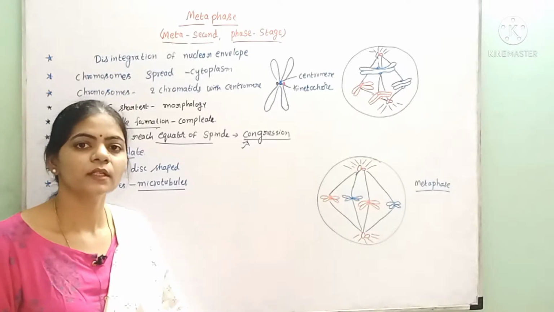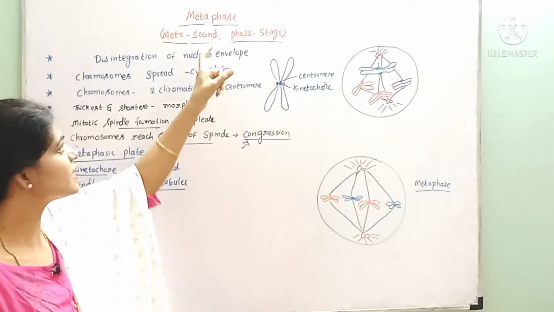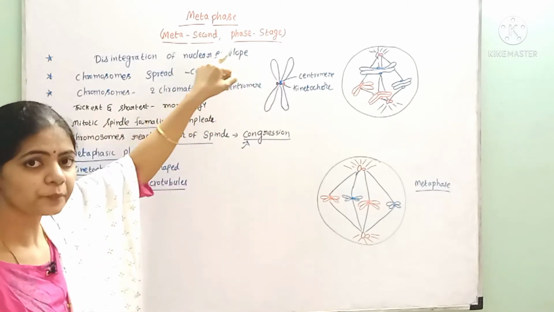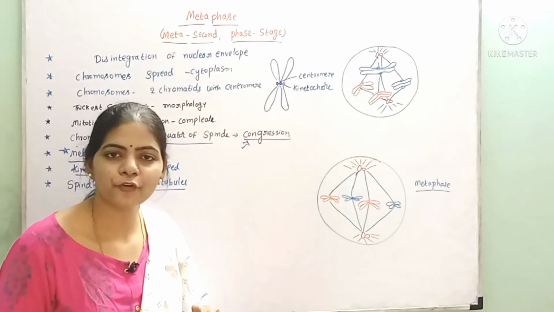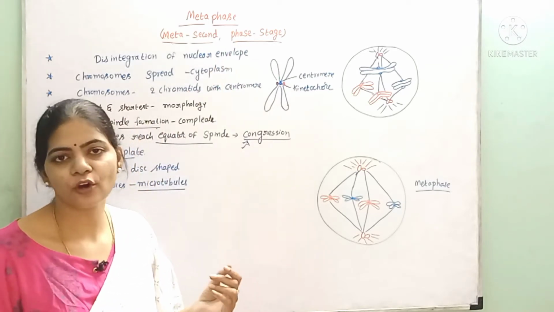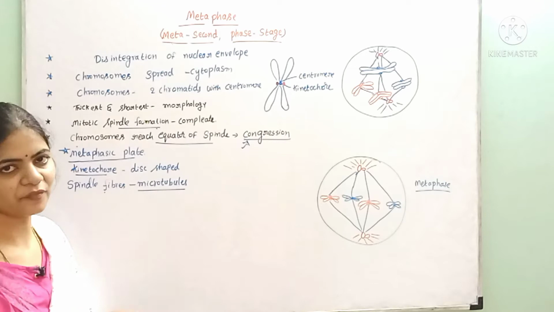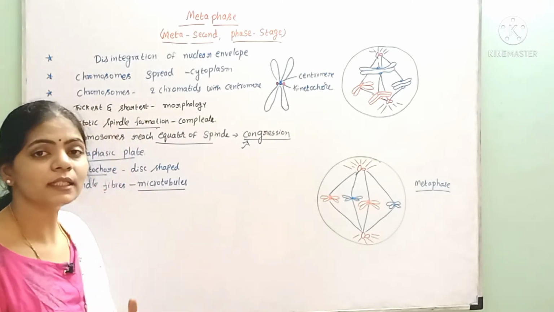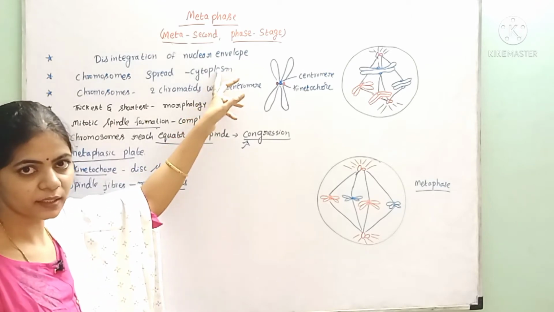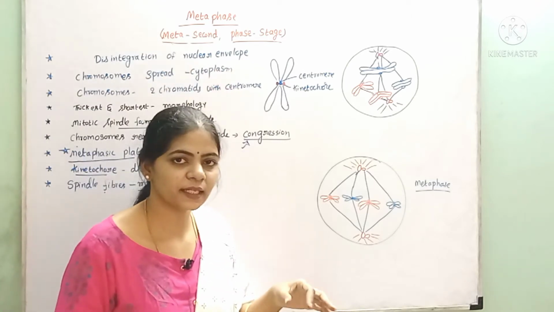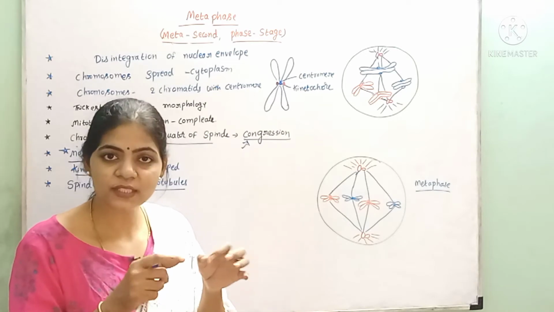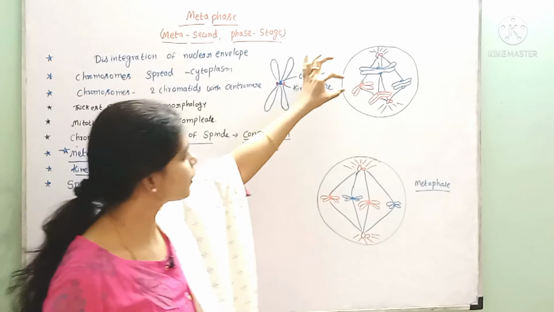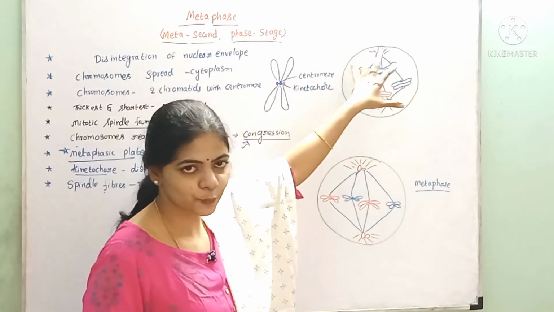In this video, we are going to study about the second stage, that is the metaphase. Here, meta means second, phase means stage. After prophase, this is the second stage, hence we are calling it the second stage or the metaphase. And what are the features observed here? The disintegration of the nuclear envelope occurs. Already in the prophase, we have studied that disintegration of the nuclear envelope starts. Here the complete disintegration of the nuclear envelope occurs, and the chromosomes spread in the cytoplasm.